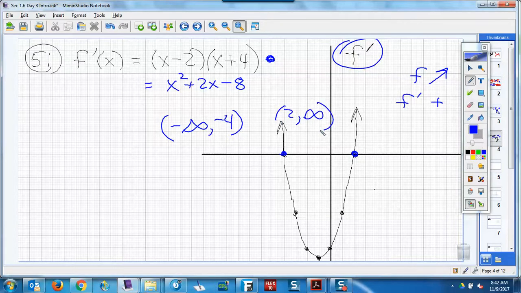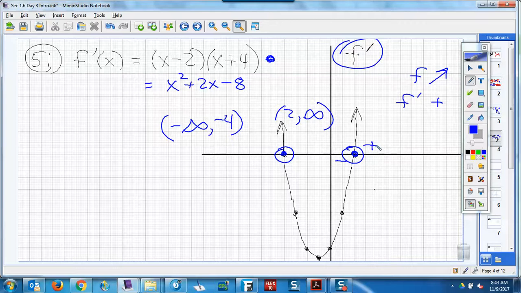Okay? Where does f have stationary points? That's where f prime is 0. That'd be there and there: x equals 2, x equals negative 4. Where does f have a local minimum? When f prime goes from negative to positive, right there. F is going to have a local minimum at x equals 2, because f prime is changing from negative to positive.